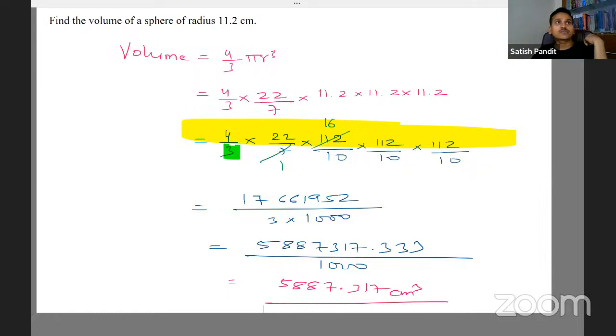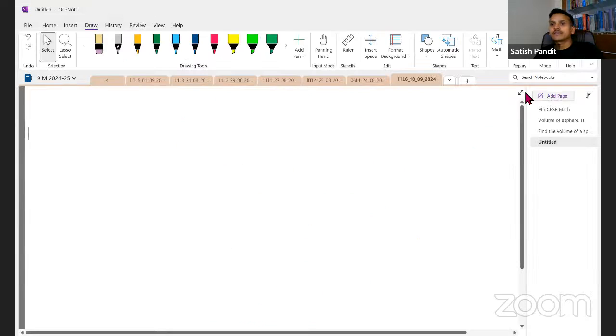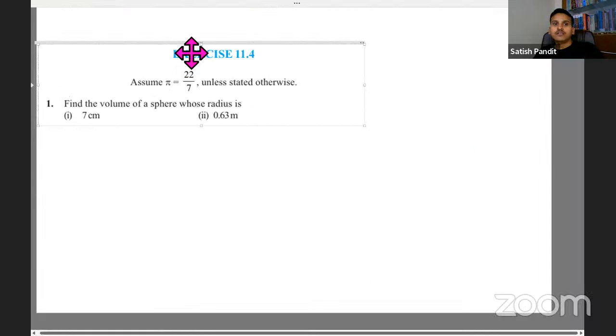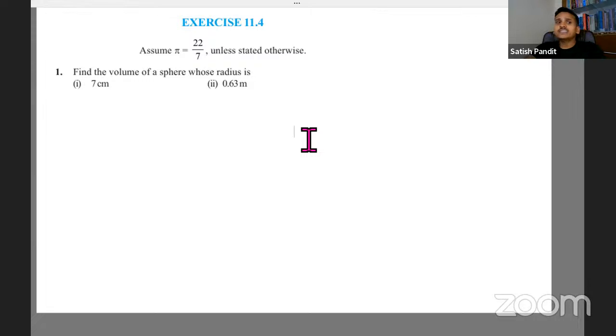Very nice. Can you all try this question? Just 1 minute. Just go through this one and then I'll give you a question. So exercise 11.4. Find the volume of a sphere whose radius is 7. You try this question. The other one will be homework. Try this and tell me the answer in the chat box. Do it quickly. Since the number is small, I have given this right now. Otherwise, I would not have given it, because big numbers will take a lot of time to multiply also.